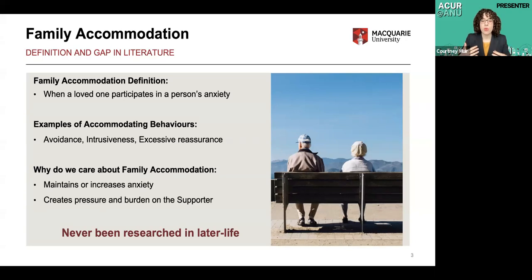This leads me to talk about why we care about family accommodation. These behaviours actually maintain or increase anxiety. We've also seen that family accommodation can create pressure and a burden on the person providing it. These behaviours include avoidance, intrusiveness, or even excessive reassurance from the supporter. Despite all of this, it's never been researched in later life.